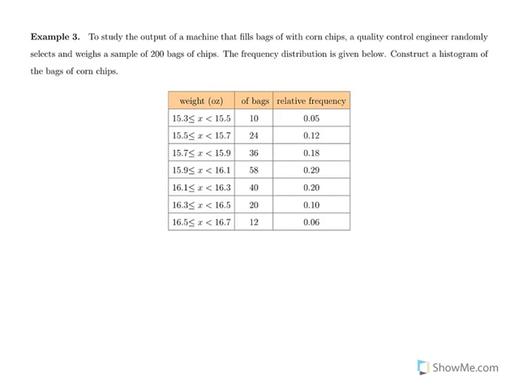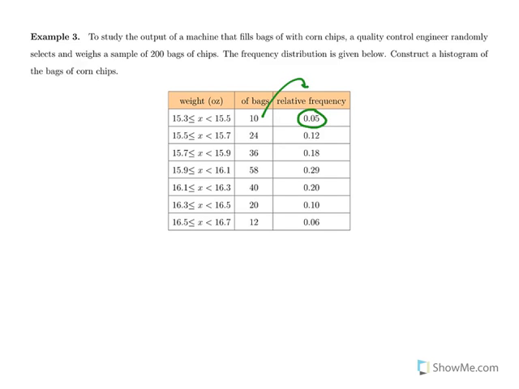So let's look at this in one more example. To study the output of a machine that fills bags with corn chips, a quality control engineer randomly selects and weighs a sample of 200 bags of chips. The frequency distribution is given below. Construct a histogram of the bags of corn chips. So here, we've already gone past the work of creating the frequency distribution, in fact, the relative frequency distribution. Note, how do we get this relative frequency?